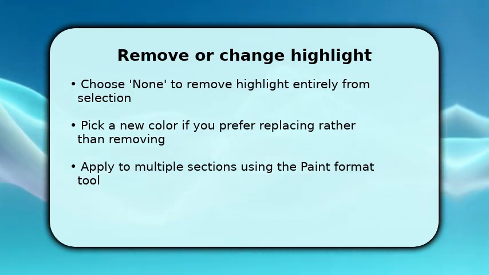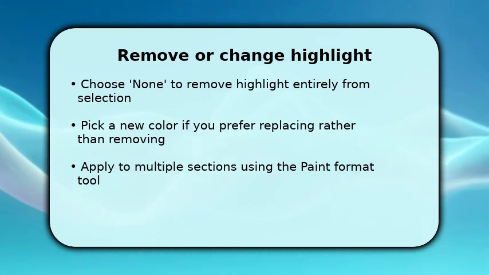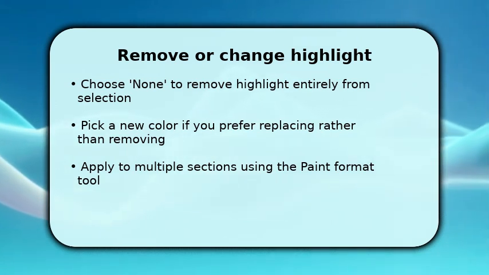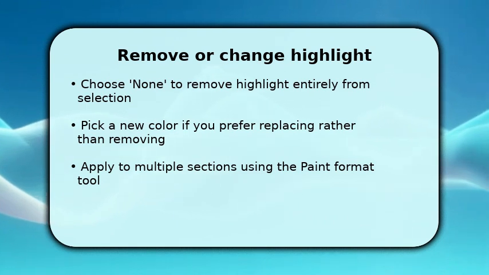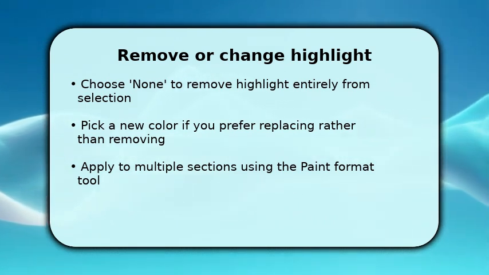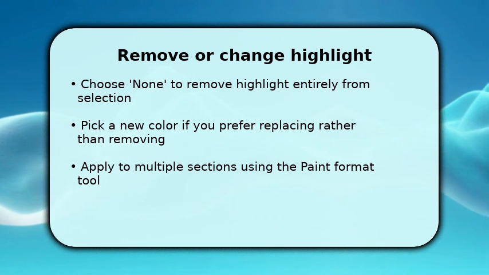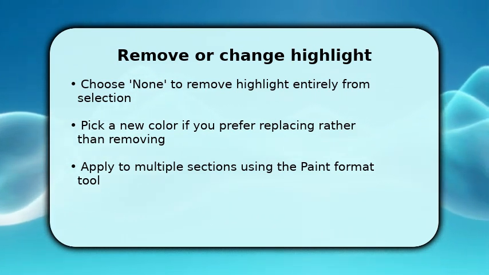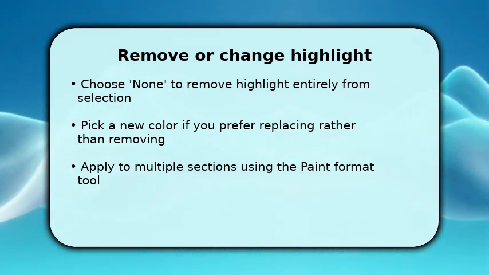To apply the same removal across non-contiguous blocks, click Paint Format, then click each block you want cleared. Remember to reselect large areas with Ctrl+A for whole document changes. Finish by scanning the document to confirm all highlights are removed.